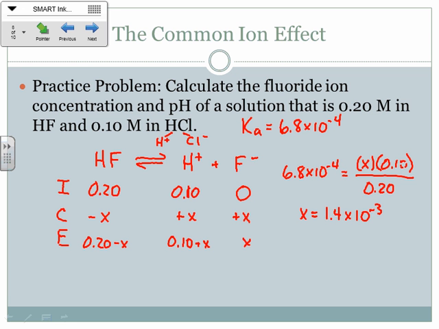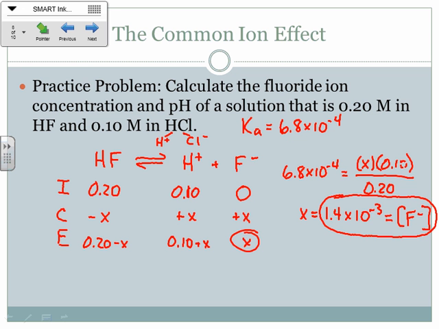Now, every once in a while, it's probably a good idea to just practice checking the simplifying assumption to make sure that we're on the right track. All you have to do here is take your x, your 1.4 times 10 to the negative third, divide that by the initial concentration of the HF, which is 0.2, and then multiply it by 100, and that's 0.68%. Okay, so we are well within our rights here to make our simplifying assumption on this one. All right, so this x ends up being the F minus concentration, okay, because we just solved for this. So there's the answer to the first part of the question.